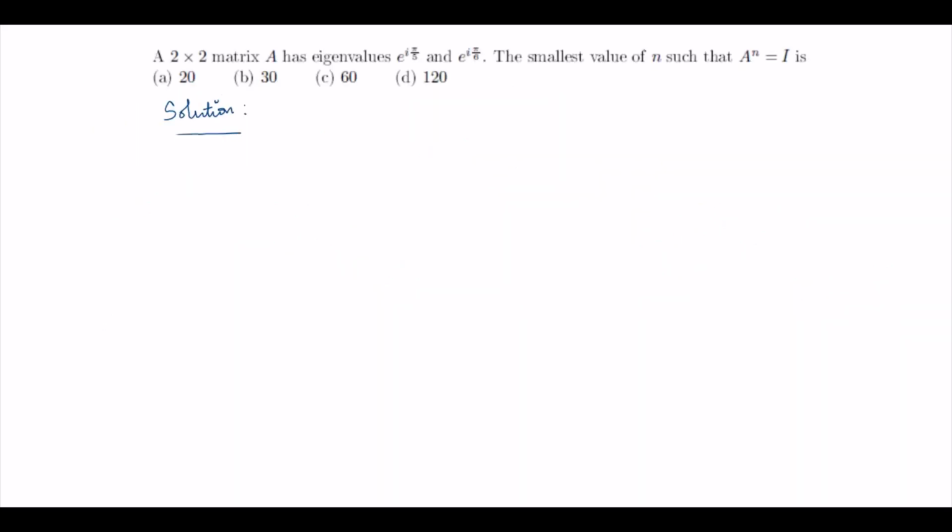So a 2 by 2 matrix. Let us take a 2 by 2 matrix A, whose eigenvalues are given. So when it is diagonalized, the D is e power i pi by 5, 0, 0, e power i pi by 6. This is given.